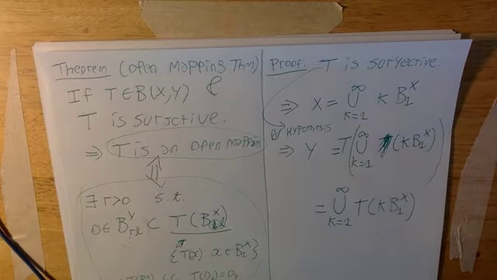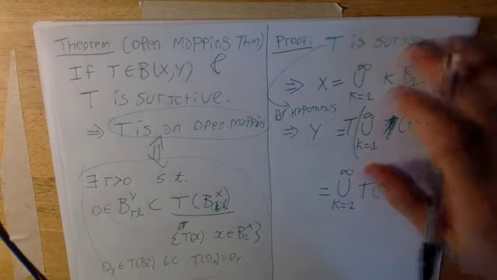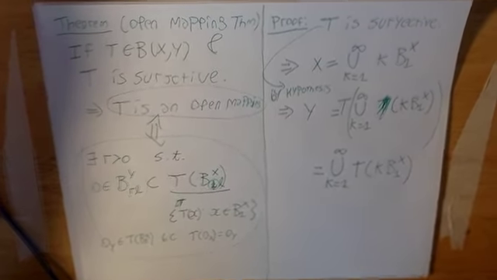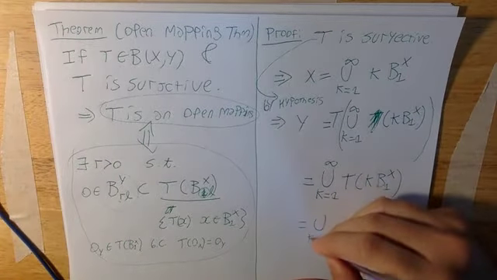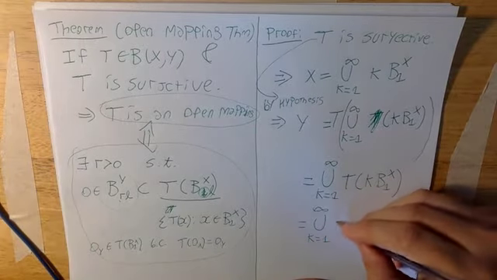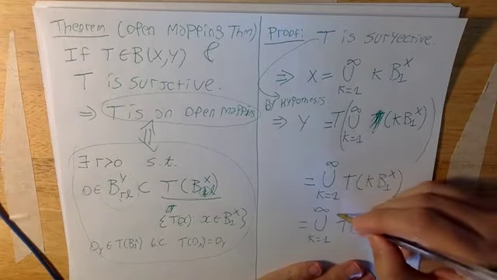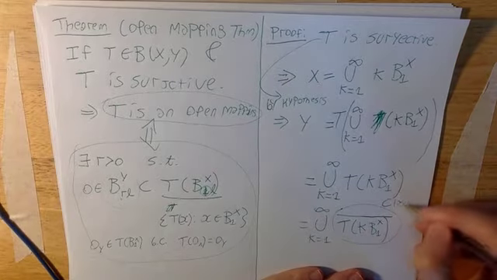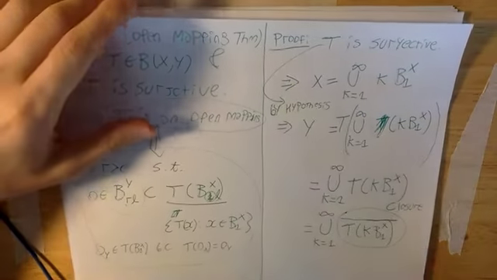So in particular, what we can say is that Y is also equal to the union of k equals 1 up to infinity of the closure of T of k B1(X). Okay, so this is the closure. The closure contains the set, so if we take the union of the closures, this has to be contained in there. But now here is where we are going to use the Baire category theorem.